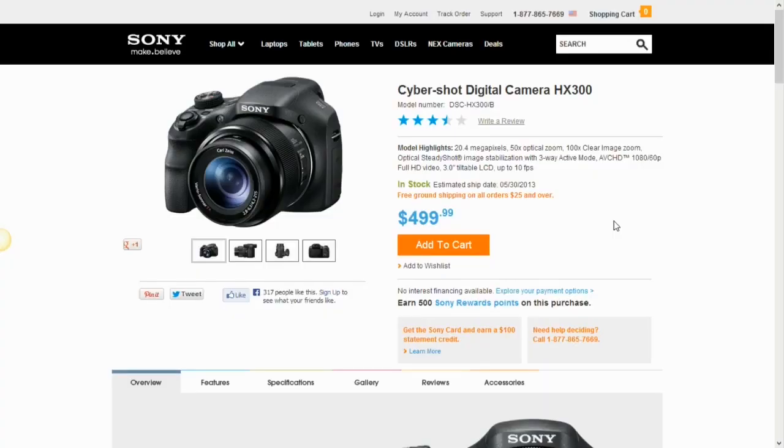Anyway, they came out with a new model of what was previously the HX200V. Now it's the 300, and it's not just an incremental update. They changed the lens out big time. So it's a 24 millimeter to 1200 millimeter zoom range.